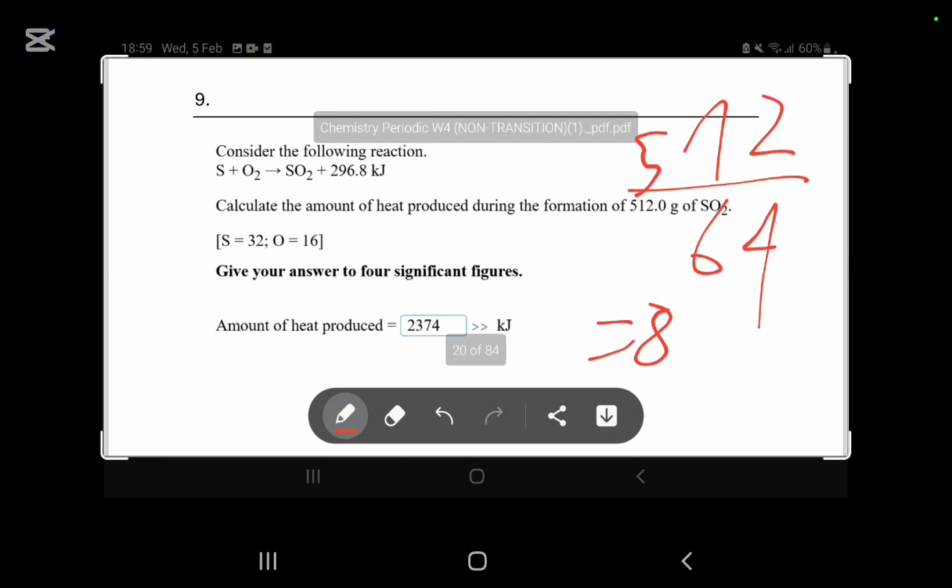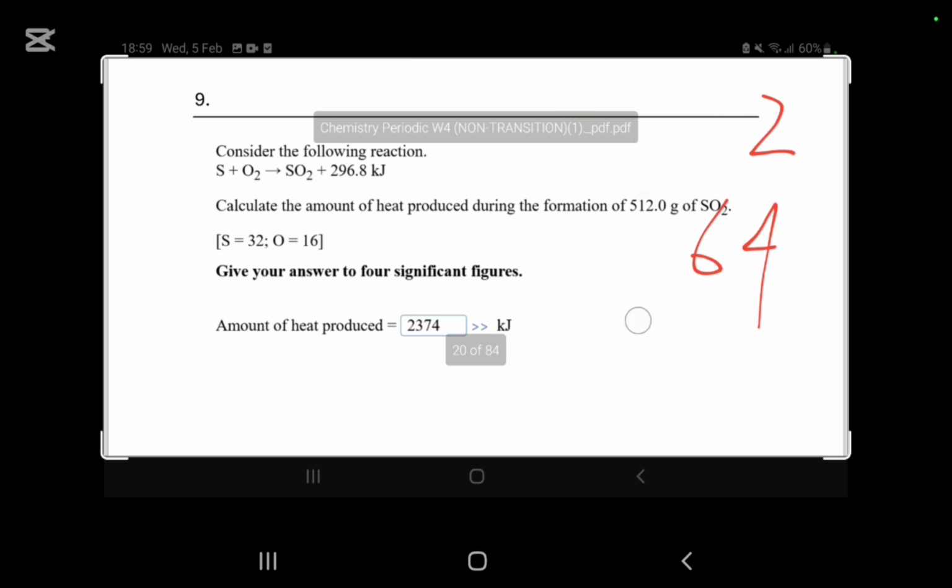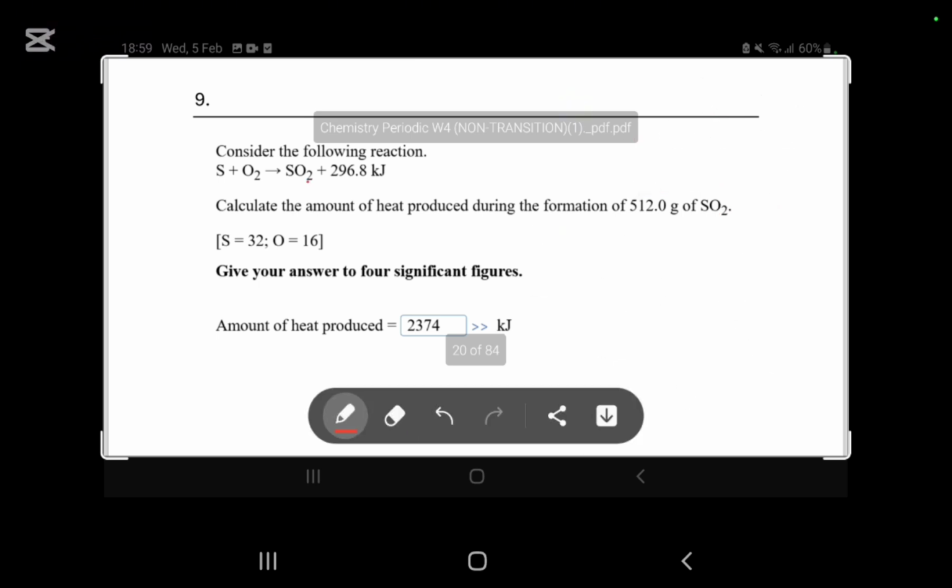So all we have to do now is multiply the heat by 8, because here it's 8. So how do we go from 1, which is the coefficient originally, to 8? We multiply the whole equation by 8. So times 8 here, 8 here, 8 here. Okay, so from now we have to do 296.8 times 8, which will give us 2374.